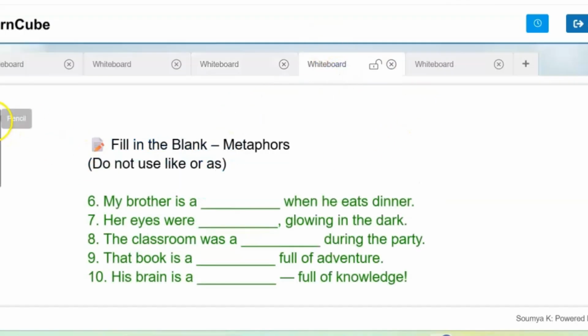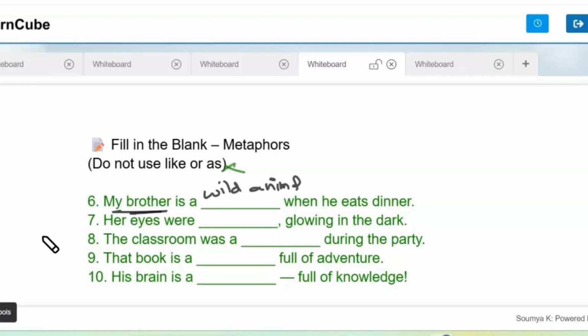Let's move on to the next example, that is your metaphor, and here you have to keep in mind that you don't have to use "like" or "as". No need to use them. So let's see. My brother is a blank when he eats dinner. So the brother is compared to something when he eats dinner. So he can be compared to a wild animal maybe. Okay. So he acts like a wild animal when he eats his dinner.